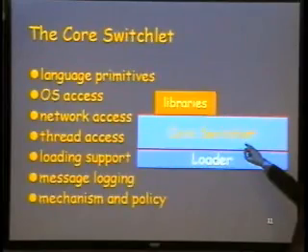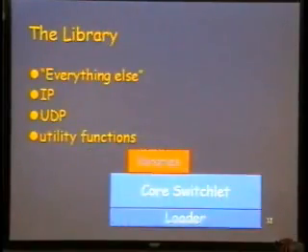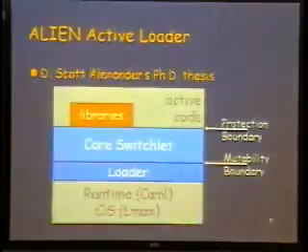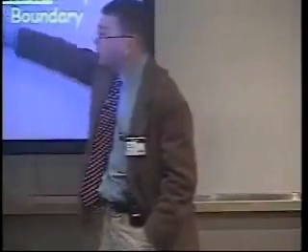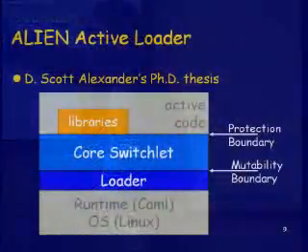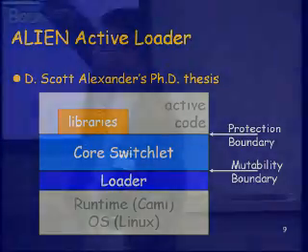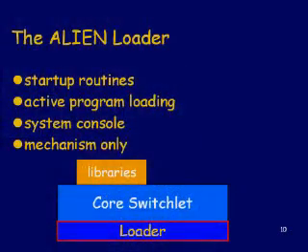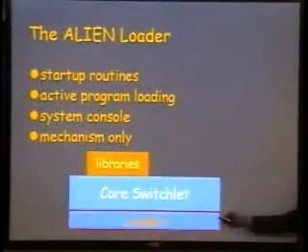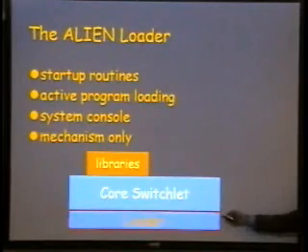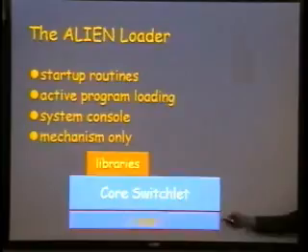So the core switchlet is this, the mutability boundary. The loader is immutable. The core switchlet is privileged and mutable. Okay, so that's how we broke things up. This doesn't change very often at all. You could look at this as being sort of like a microkernel type of thing that doesn't change very often.